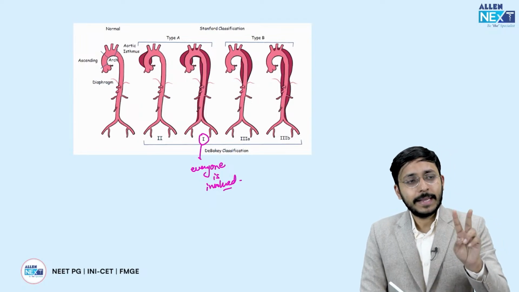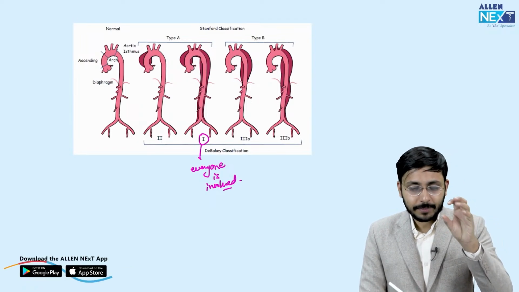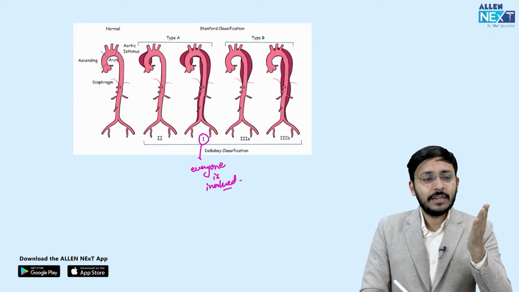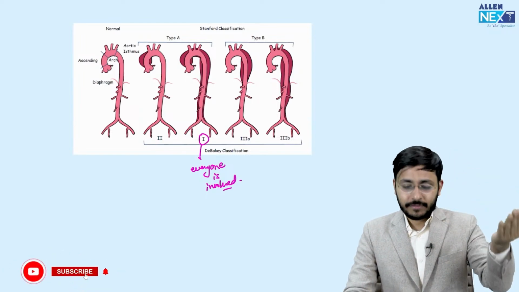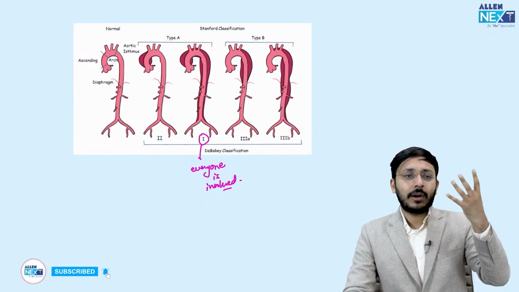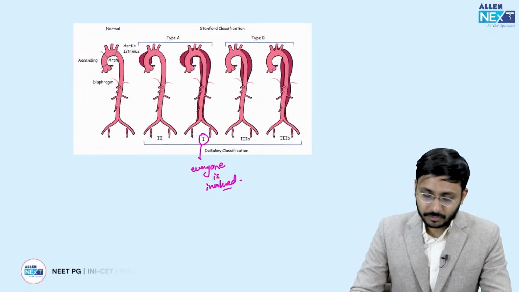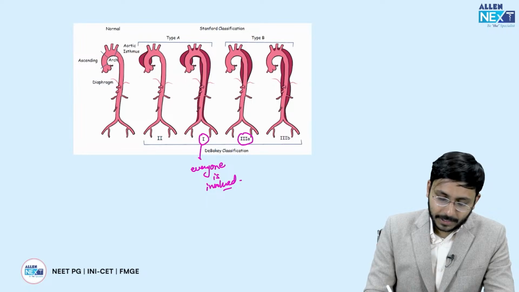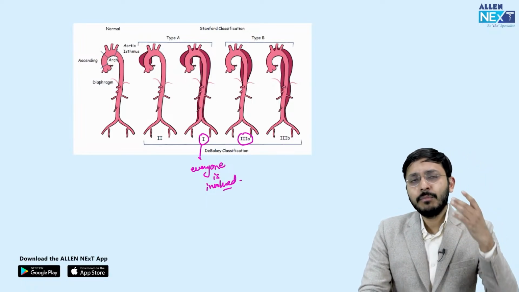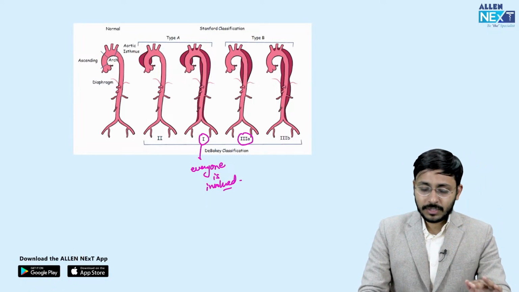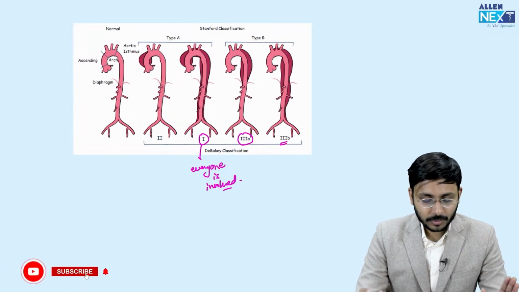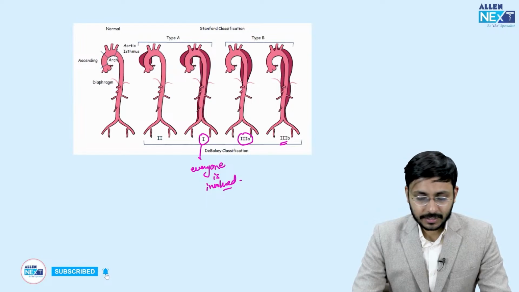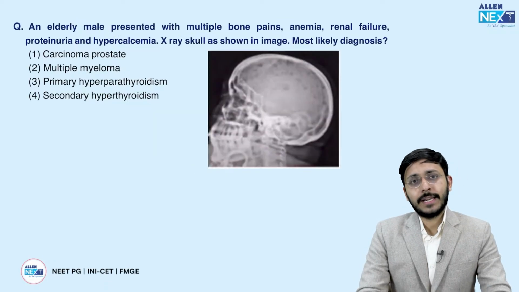Now coming to Stanford type B. So type B will divide into A and B. DeBakey A and B. So A is above diaphragm. That is only the part of aorta which is above the diaphragm is involved. That will be DeBakey type 3A. And if both above and below are involved, this is DeBakey type 3B. So this was about your aortic dissection. Now let's move on to the next question.